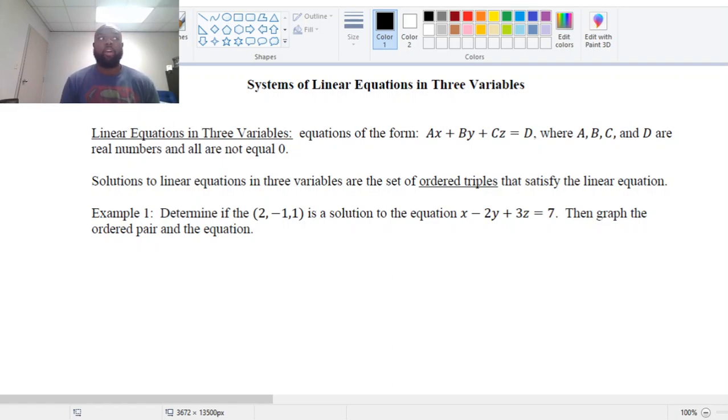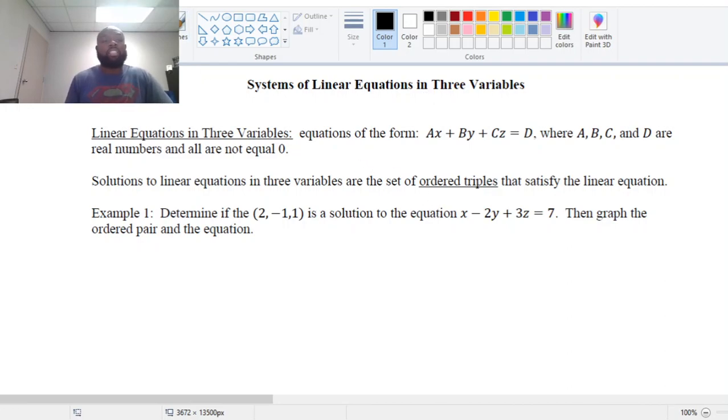So instead of having pairs, because we only have two variables, now we have three variables, and so we have ordered triples. We're going to look at an example of what a solution ordered triple looks like, and also what that looks like graphically, visually speaking. We're going to determine if the ordered triple (2, -1, 1) is a solution to the equation, and then we're going to try to graph it.